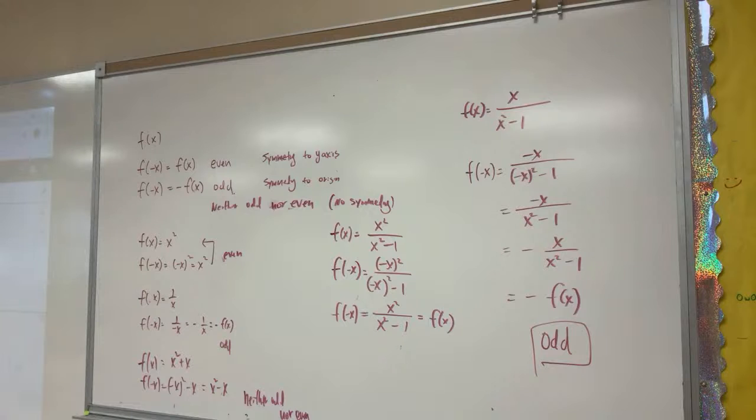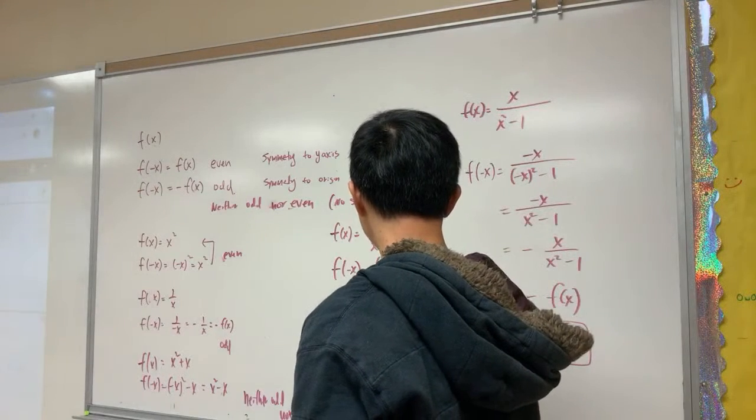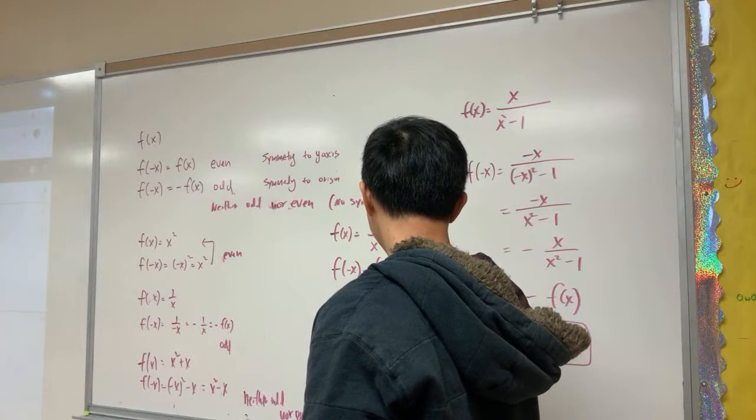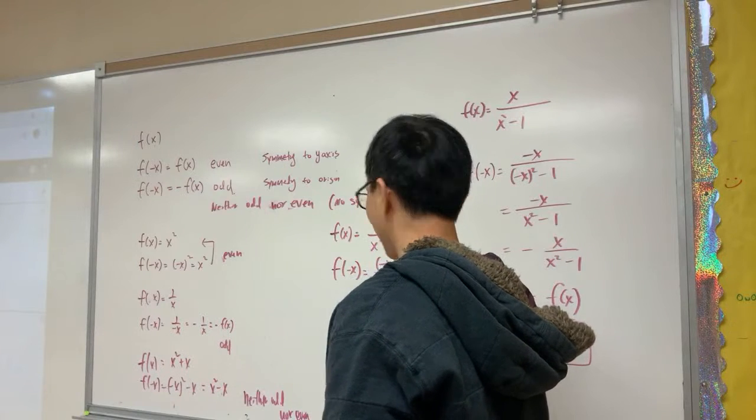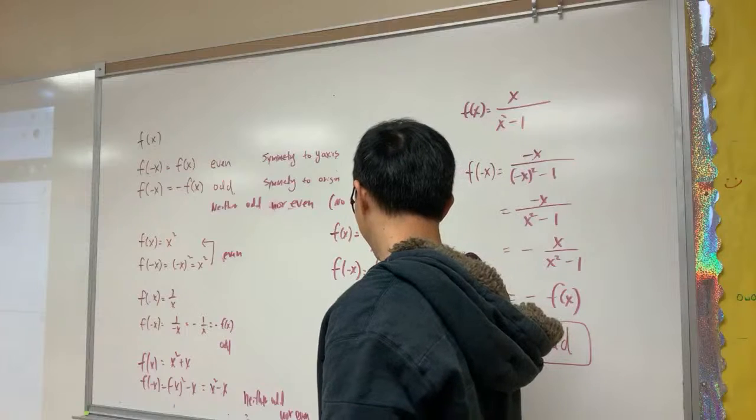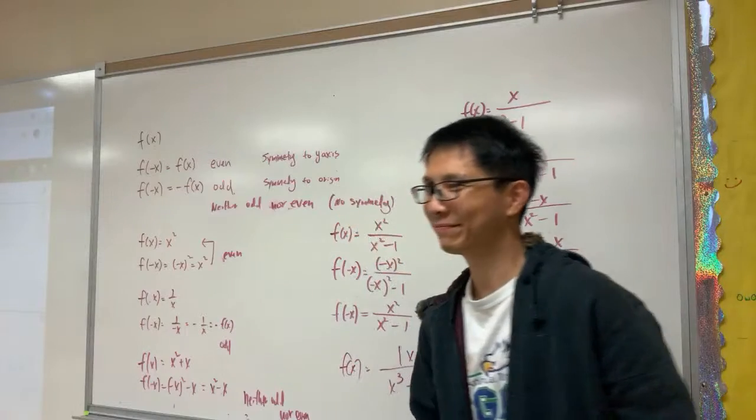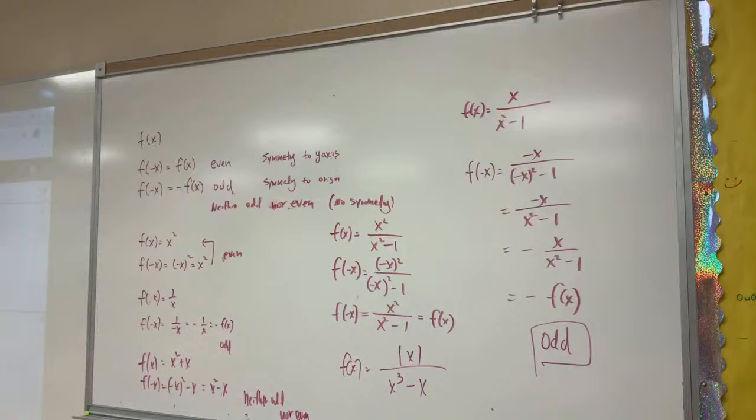Does that make sense? Plug in a real number. I'll let you try another one. I'll give you one for x if you don't mind: absolute value of x over x cubed minus x. Is that even or odd or neither? Let's find out. Can you use math to find out? I wonder.